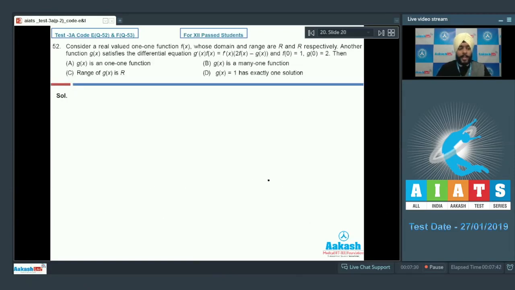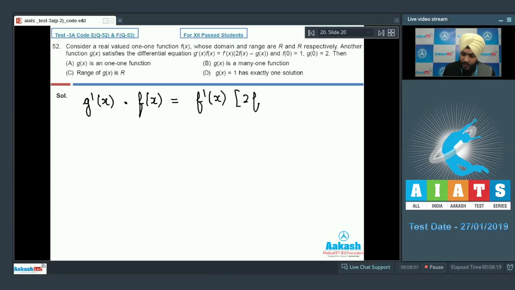Let us move on to 52. Question number 52 says that consider a real valued one-one function f(x) whose domain and range are R and R respectively. Another function g(x) satisfies the differential equation g dash x into f(x) is equal to f dash x times 2f(x) minus g(x), where f(0) is 1 and g(0) is 2. We have to comment about g(x) in the given options. Okay, so let us try and solve this differential equation. g dash x into f(x) is equal to f dash x into 2f(x) minus g(x).